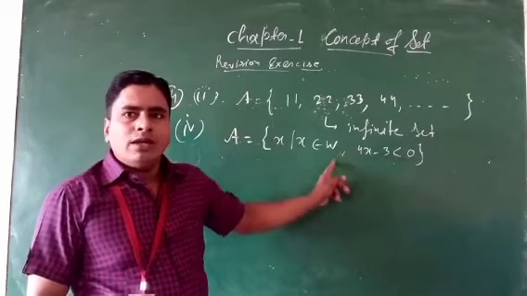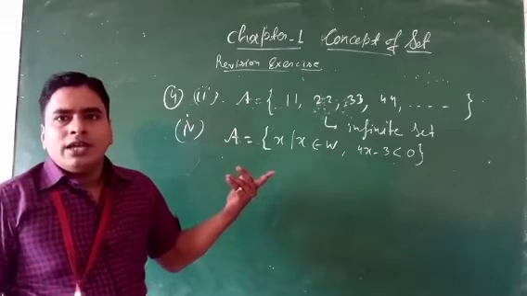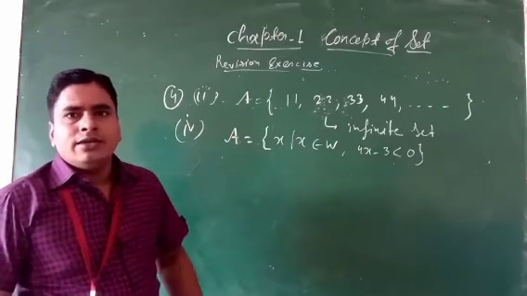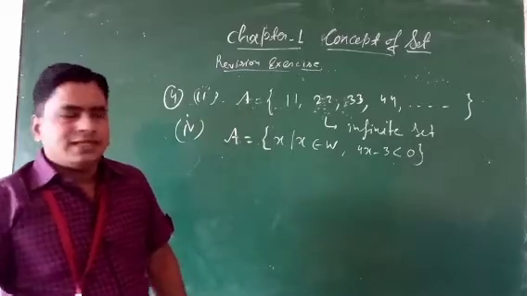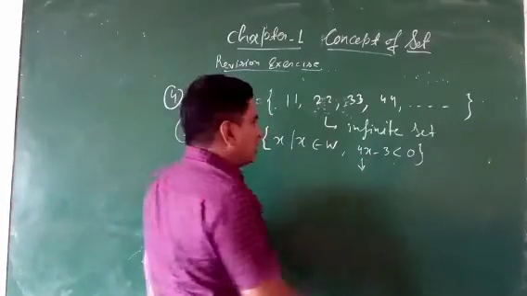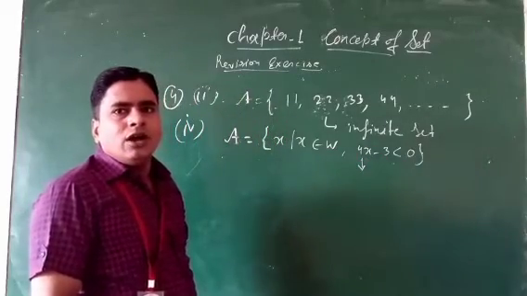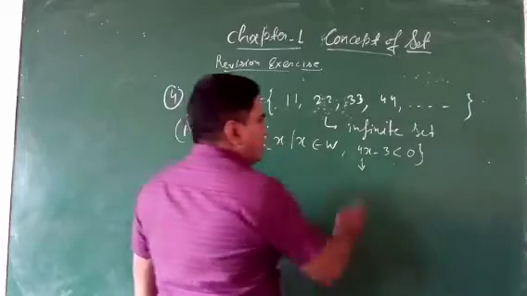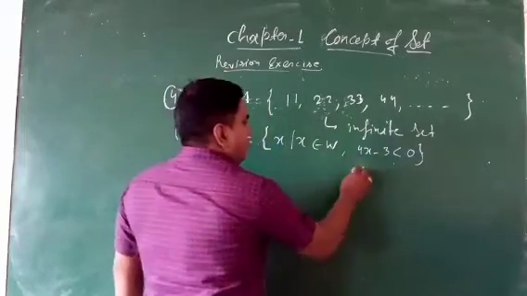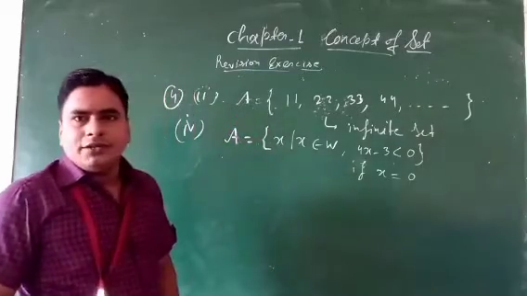If it is a whole number, then what? Then it is a finite set or an infinite set. Clear? So solve this equation. How will you solve? If x is equal to 0.